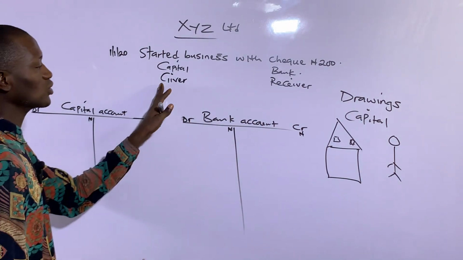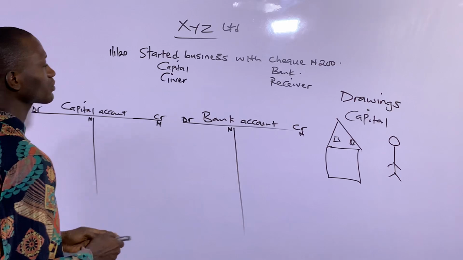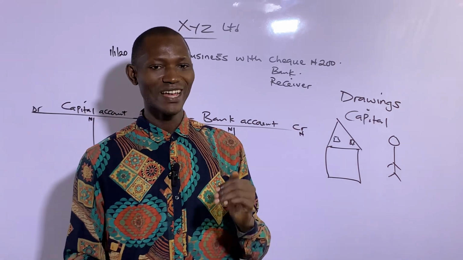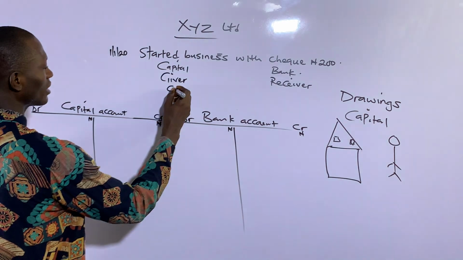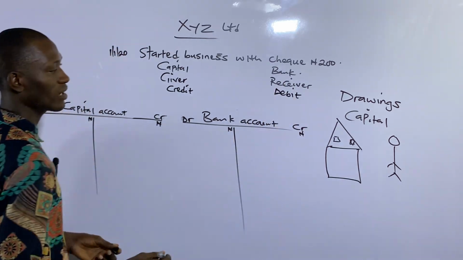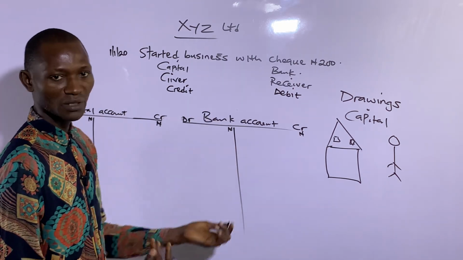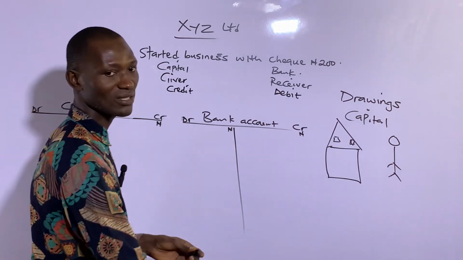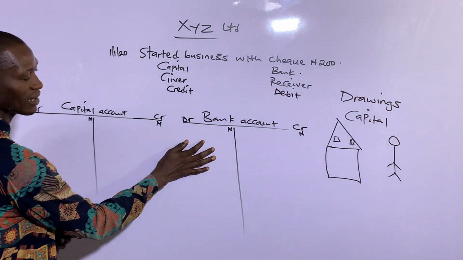Then we said the capital account is giving the business, and the bank account is receiving it on behalf of the business. So the third step: debit the account that receives and credit the account that gives. We are going to credit capital account and debit bank account. Why are we debiting bank account? Because bank account is receiving on behalf of the business. And why are we crediting capital? Because the capital, the owner of the business, is giving the business the money.